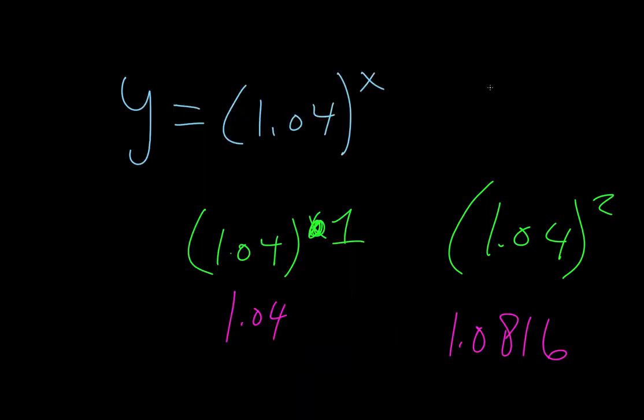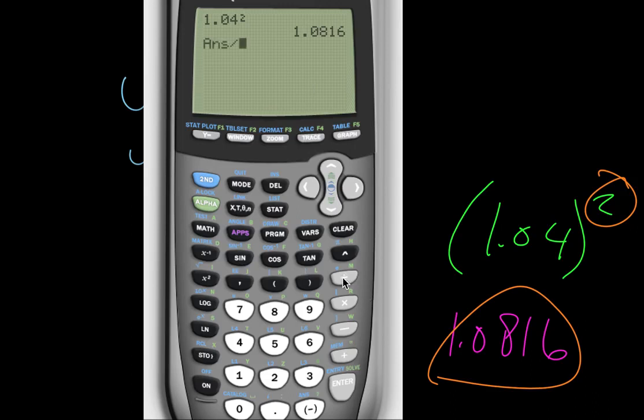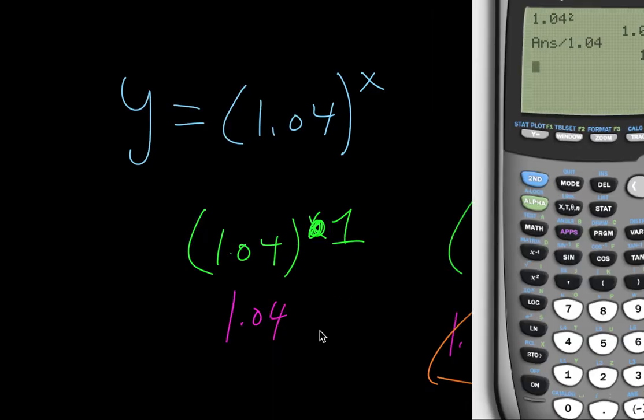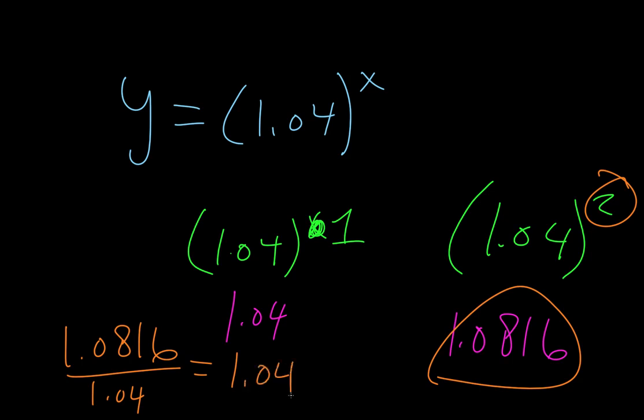Now all you have to do to find the percent rate of change is take the one that we plugged a 2 in for, so this answer, and divide it by this answer. So I go back to the calculator, take that one, divide it by 1.04. We end up with 1.04 again. So just to be clear, I did 1.0816 divided by 1.04, and that ended up being 1.04.